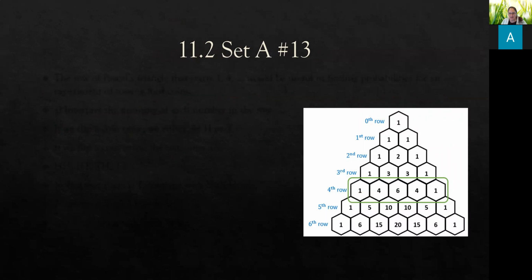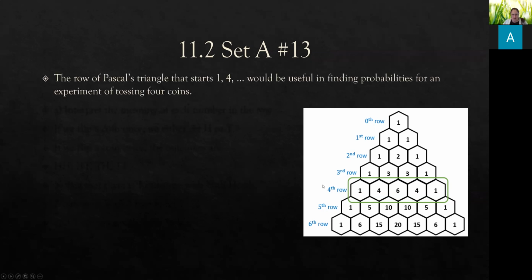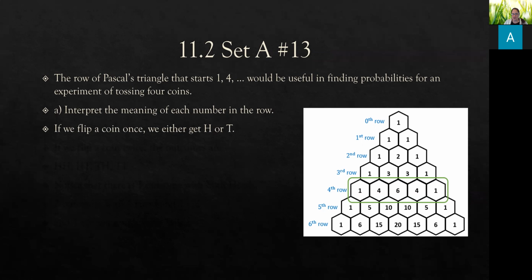I think this might have been where we left off. We were in the middle, but I'll go ahead and just start at the beginning. Okay? So it says the row of Pascal's triangle that starts 1, 4 would be useful in finding probabilities for an experiment of tossing 4 coins. Interpret the meaning of each number in the row.